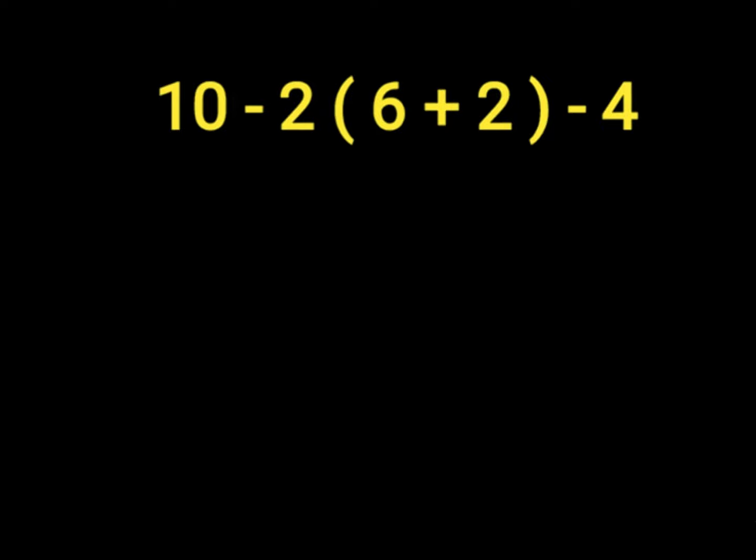Here we have 10 minus 2 (6 plus 2) then minus 4. We first of all solve our parenthesis, which is 6 plus 2. 6 plus 2 will give us 8. Then we'll put down 10 minus 2 times 8 minus 4.